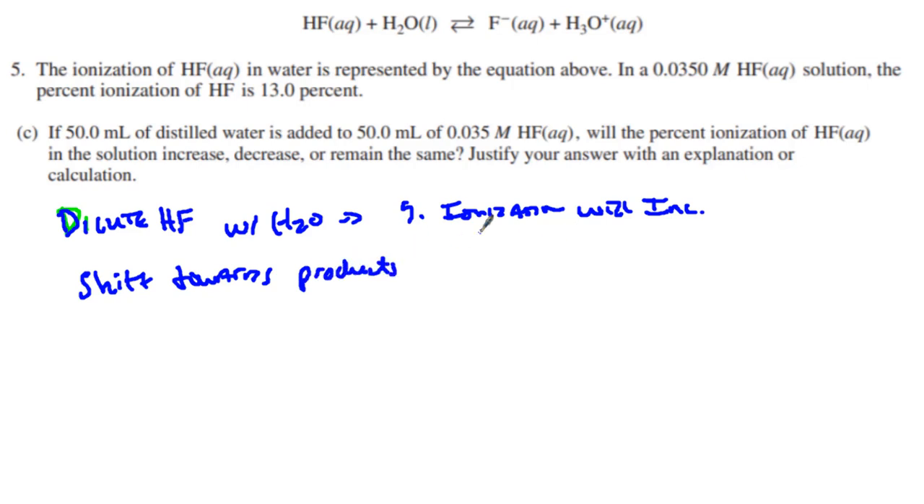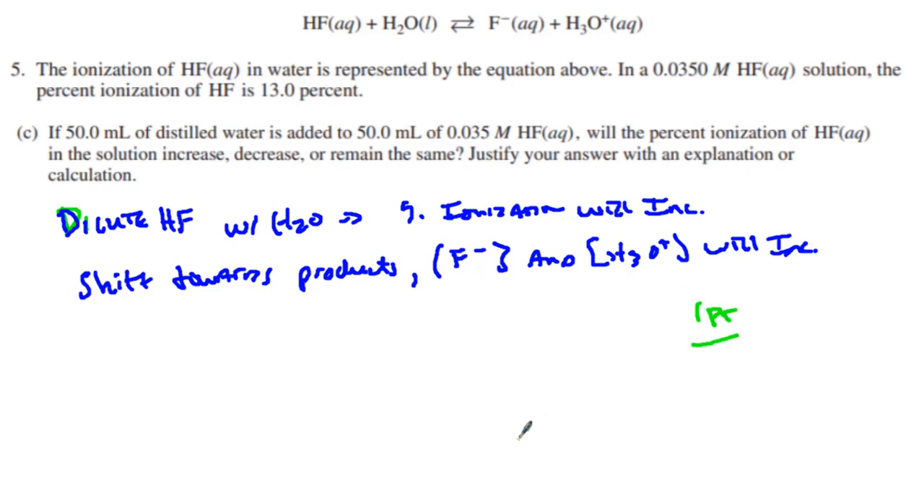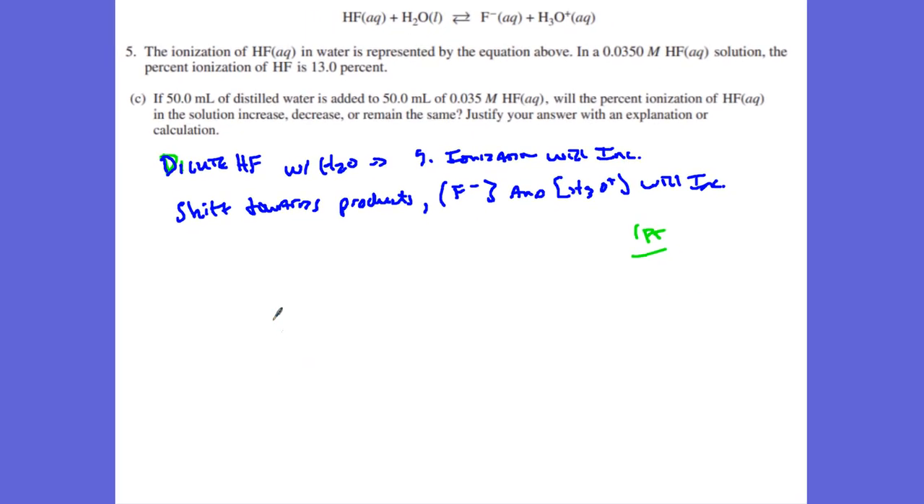Because of that dilution, the F minus concentration and the H3O plus concentration will increase, which means it will increase in its percent ionization. Remember the Ksp problems, we add water, nothing happens to that molar solubility. But Ka problems, Kb problems, we add water to it. Doubling the volume decreases the initial concentration by 1/2, and therefore it will shift towards the products and increase the amount of percent ionization. That is worth 1 point for a correct explanation, or you can also do a calculation with that.